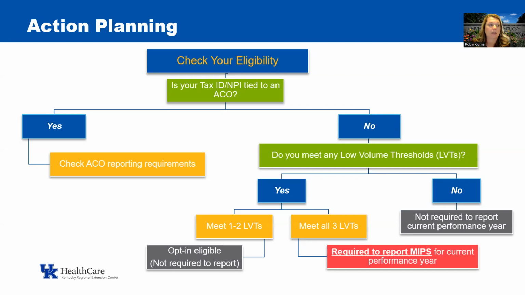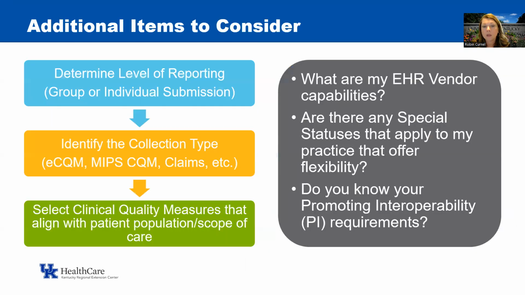So you want to start thinking about a plan for submission. And there are several things to consider. We've just got a few things listed up here that are sort of high level, but you're going to have to decide, are you reporting at the group or at the individual submission? If you only have one provider who's eligible versus several, which is better for your situation? You've got to identify the collection type. Some of these are dependent on whether or not you have an electronic health record, and the size of your organization. Small practices can use claim submission for quality measures, large practices can't.